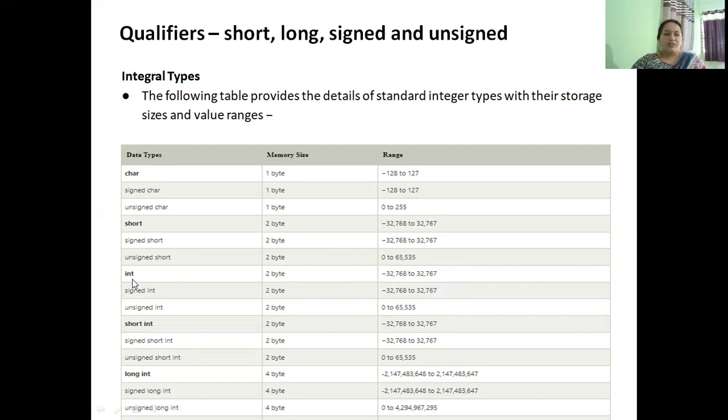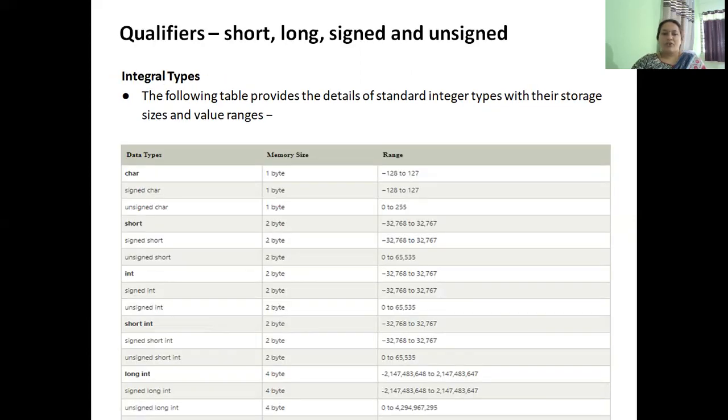Similarly, we have the int data type, which can be signed or unsigned. Int and signed int both mean the same, in fact, so they can be used interchangeably. The size of int also in a 16-bit machine is 2 bytes, and hence the range of these three is the same as what we learned for short.